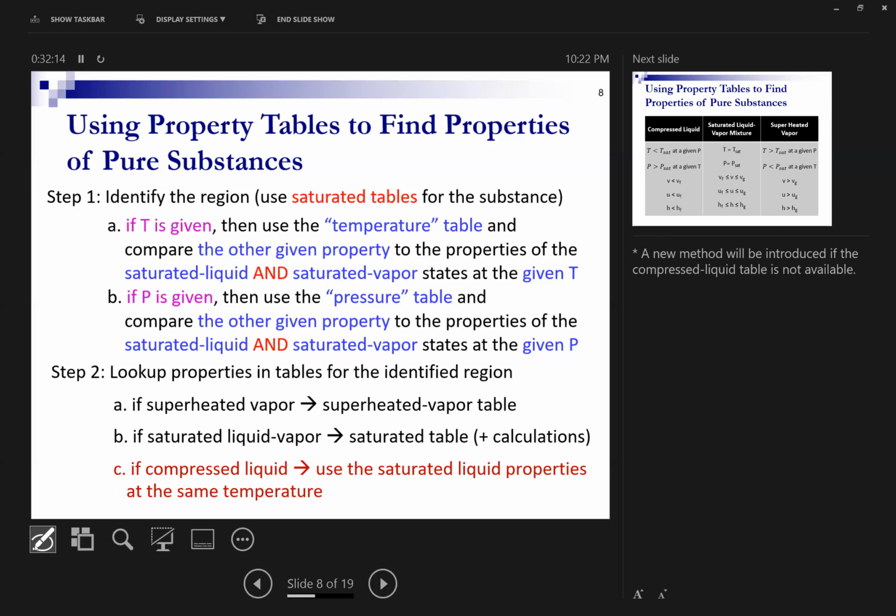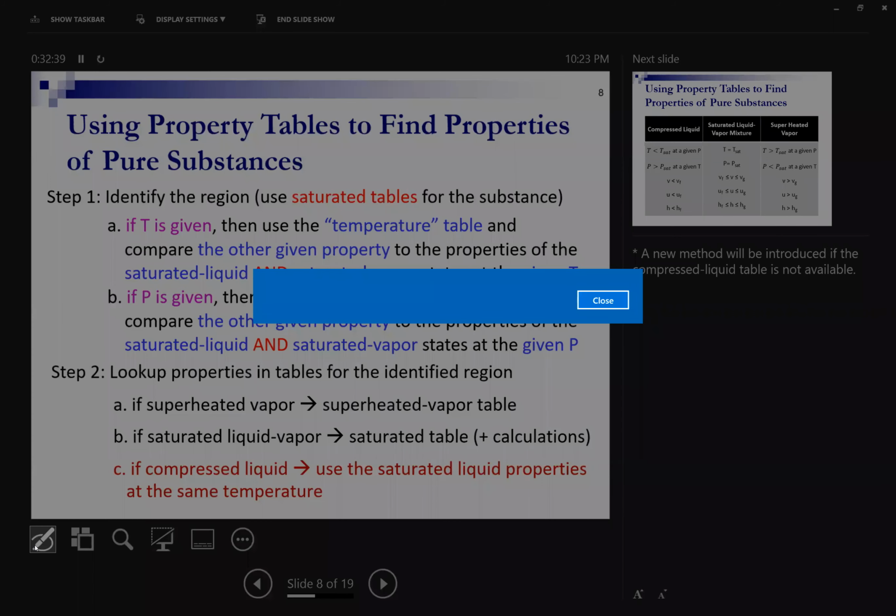This is something that happens rarely, because for many materials we don't have tables for subcooled liquid. For compressed liquid, we usually don't have tables except for water. I think except for water, we don't have tables for most of the materials. If that is the case, instead of using the tables, we use the saturated liquid properties at the same temperature.